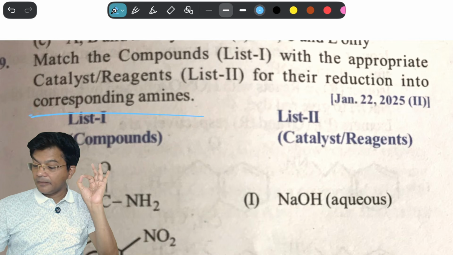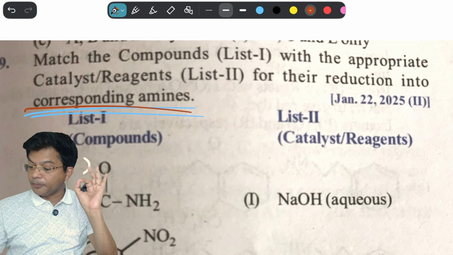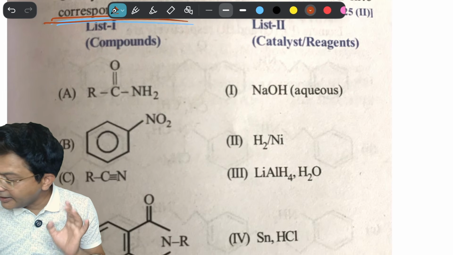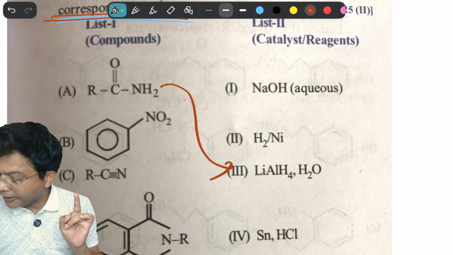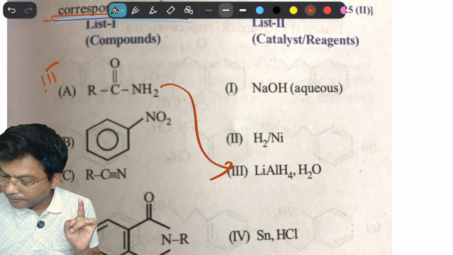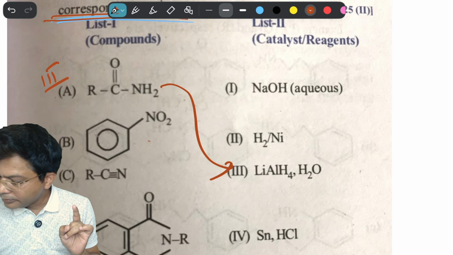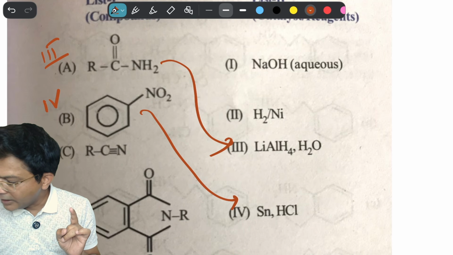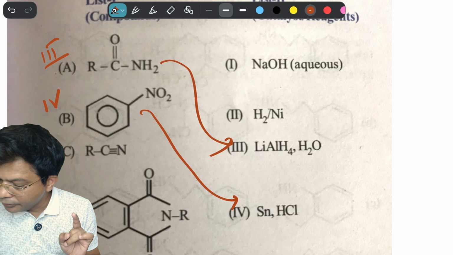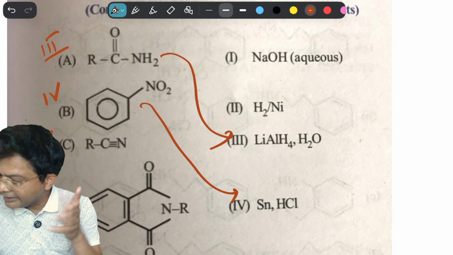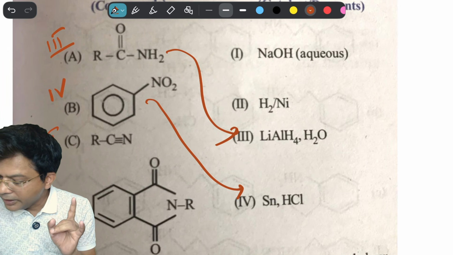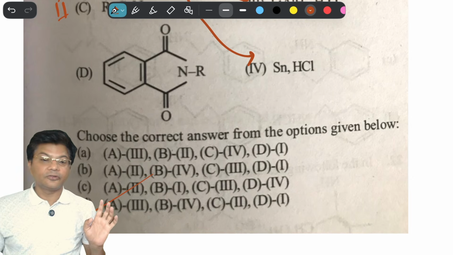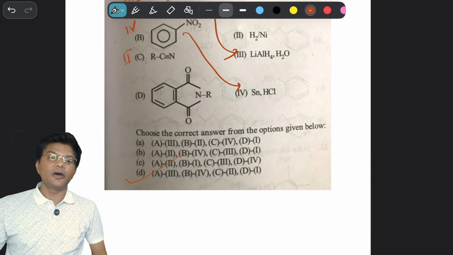Read this line. You are supposed to convert into corresponding amines, otherwise you won't be able to get the answer. Now, amide can be converted into primary amine by 3. So A is 3. B is 4, nitro with 4, and cyanide with H2 nickel is 2. So 3, 4, 2. D is the correct answer. Check it out.